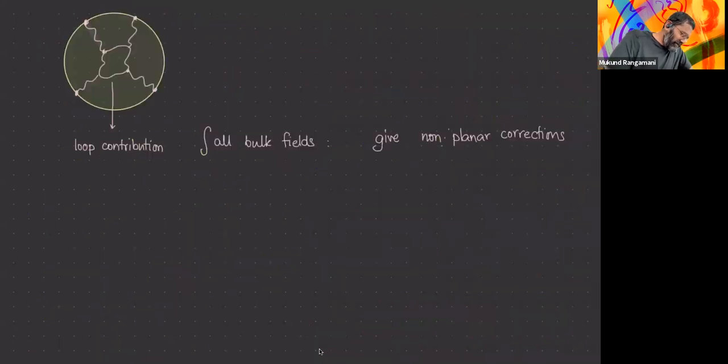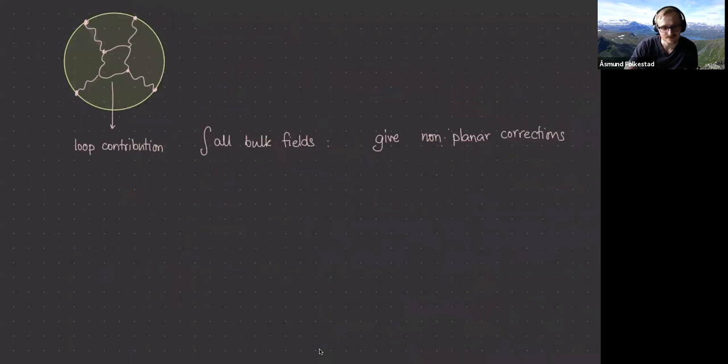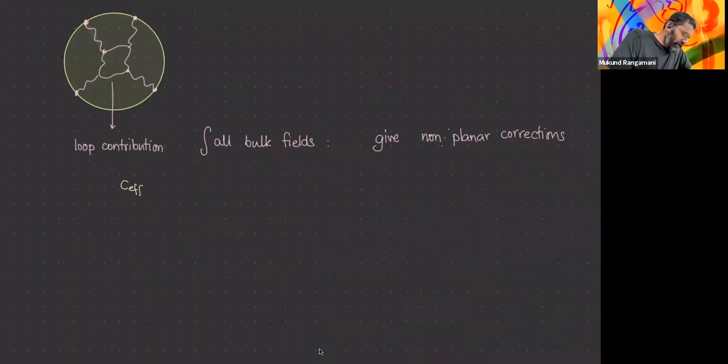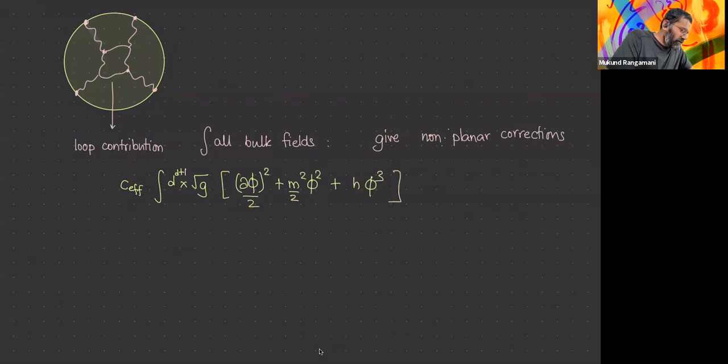So let's do it this way. If our action has an overall factor of C effective times a Gaussian piece, then you see the propagators go like 1 over C effective. Maybe the easier way to answer the question is the following. So let's compute this guy.